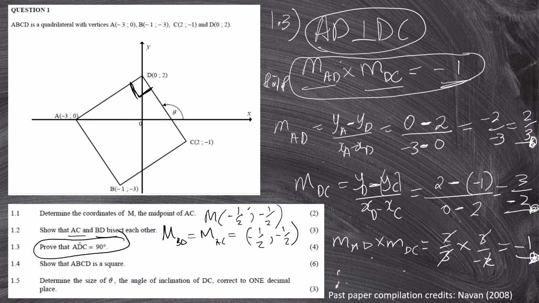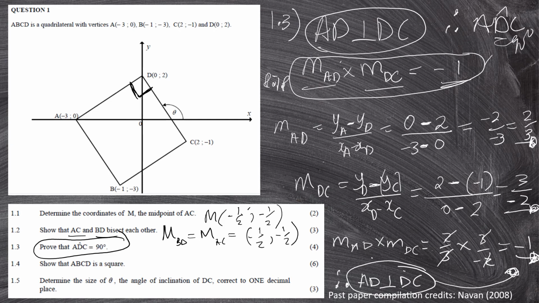Minus 1. We can deduce, therefore, AD is perpendicular to DC, because the product of their gradients is equal to minus 1. We have just proven that when you multiply their gradients, you get minus 1. And we know that if we multiply the gradients of two lines and we get minus 1, it means those lines are perpendicular, meaning that our angle ADC is 90 degrees, because AD is perpendicular to DC. We've just proven that.